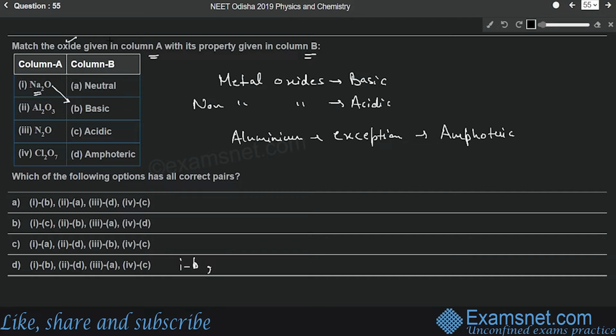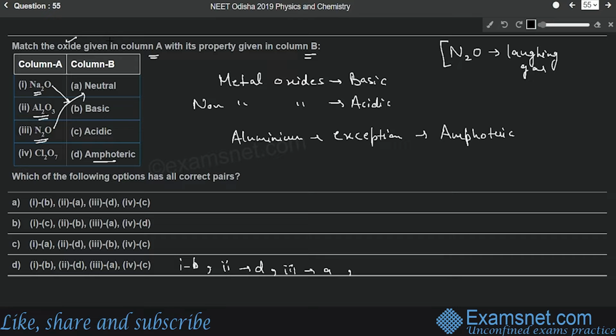Now the next one is aluminium oxide. So we have seen that aluminium is an exceptional element that gives amphoteric oxide. So the correct match for 2 will be D, that is amphoteric. Third one is nitrous oxide. So again this is special because this is neither acidic nor basic. So this is a neutral oxide. Okay, so the correct match for 3 will be number A, neutral oxide. And here you can remember one thing, that nitrous oxide is known as laughing gas. Okay, this is an important fact. So you can just remember this.